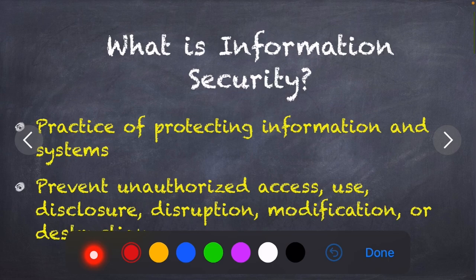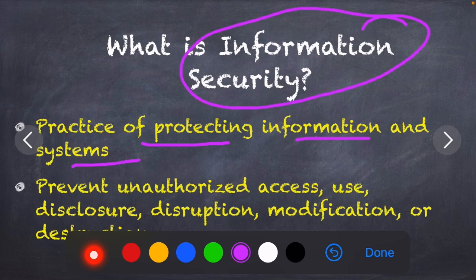So what is information security? Information security is the practice of protecting information and systems. With the help of information security, you can easily protect your information or data and your system. It prevents unauthorized access, use, disclosure, disruption, modification or destruction. This is also part of information security.